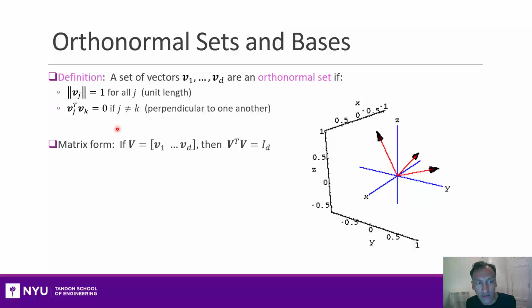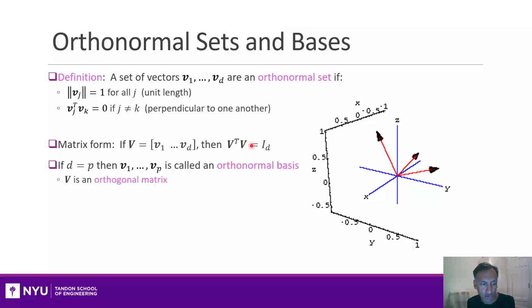It's often convenient to write these conditions in matrix form. So we define a p by d matrix V with the columns of these d vectors. And then you can easily check that these conditions are the same as V transpose V is the identity matrix. The reason is that the diagonal elements of this matrix will just be these inner products, and they must be 1. And the off-diagonal elements are these inner products, which must be 0.